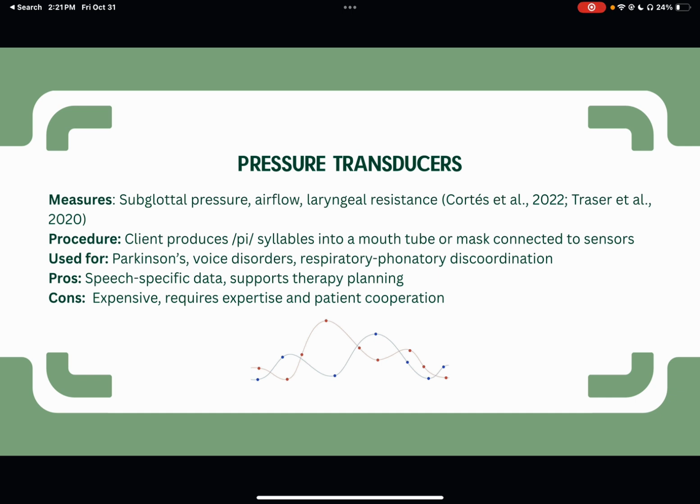As you can see on the slide, the visual represents airflow and pressure waveforms, and that's exactly the kind of data we get from this tool. This kind of information is valuable for designing evidence-based voice and respiratory therapy.